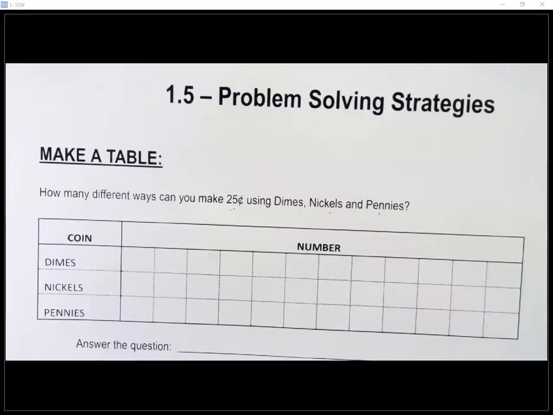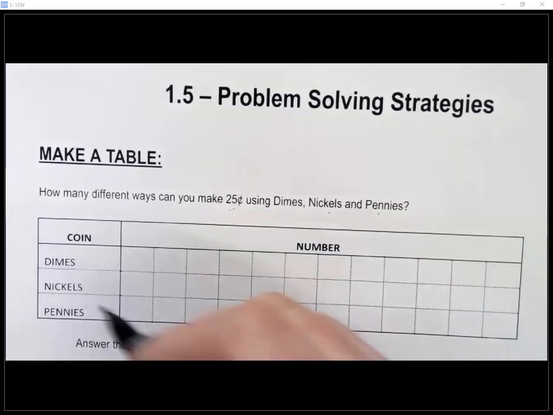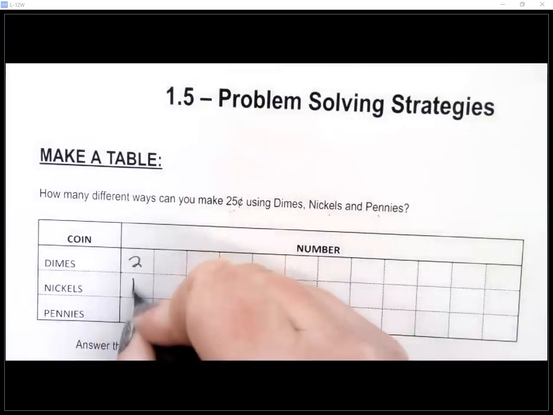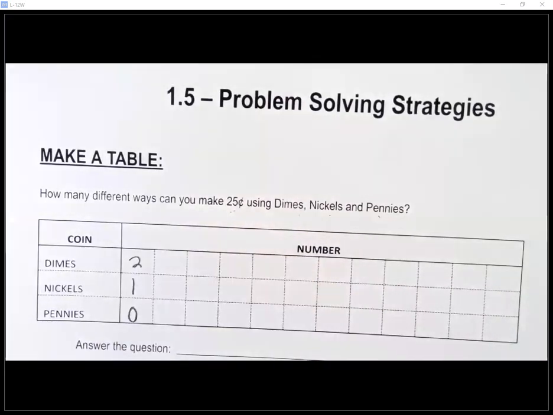So I'll just start. If I only have dimes, nickels, and pennies, the most efficient, in my opinion, right? If I get to pick from anything, I would take 2 dimes and a nickel, right? And no pennies if I could. So there's one way that I could make 25 cents.